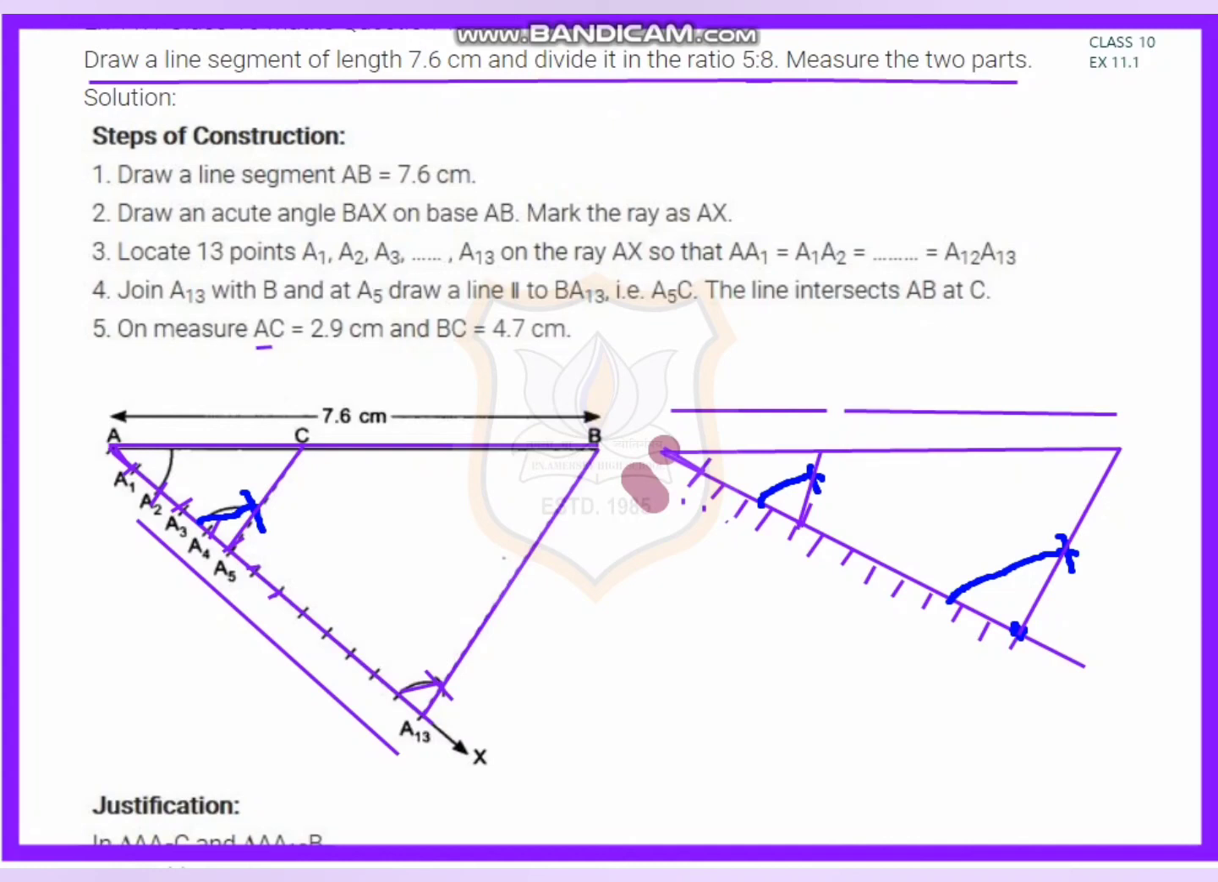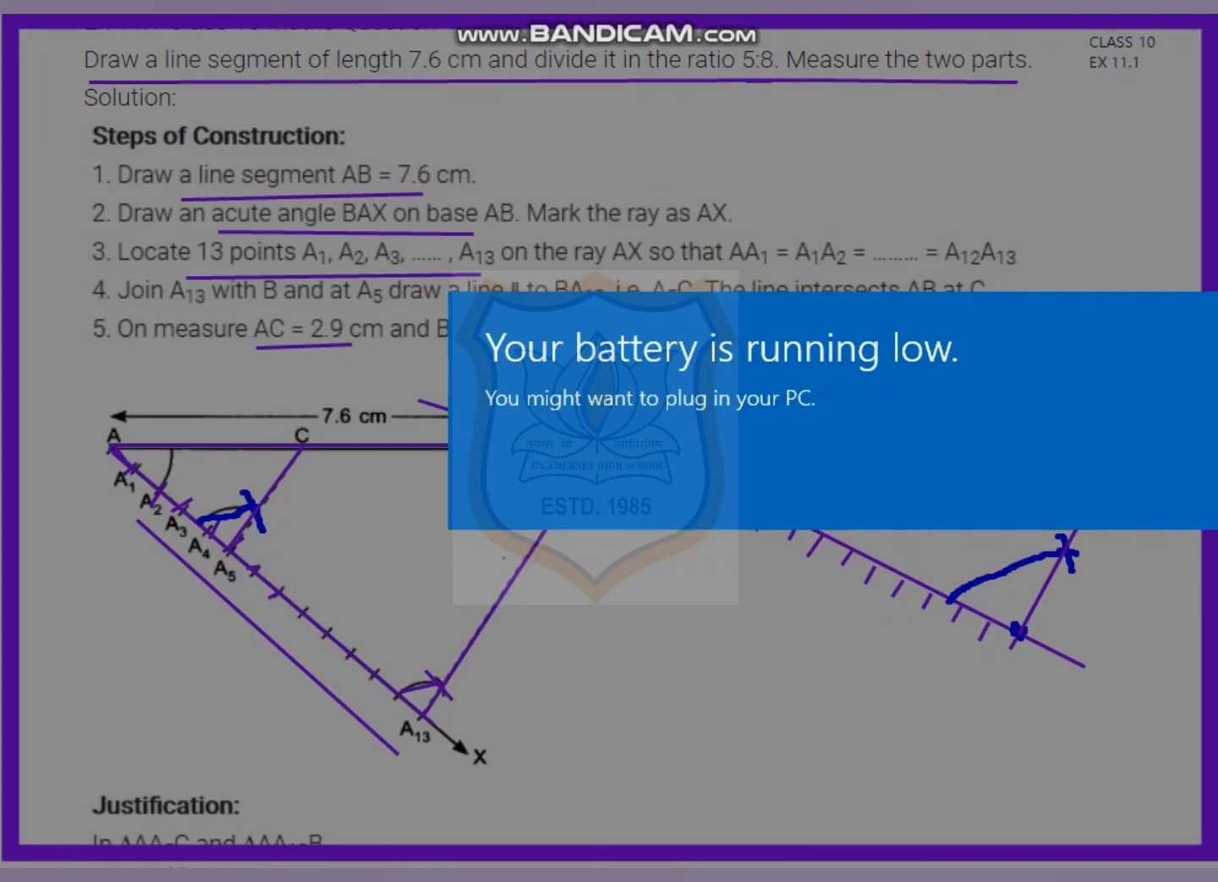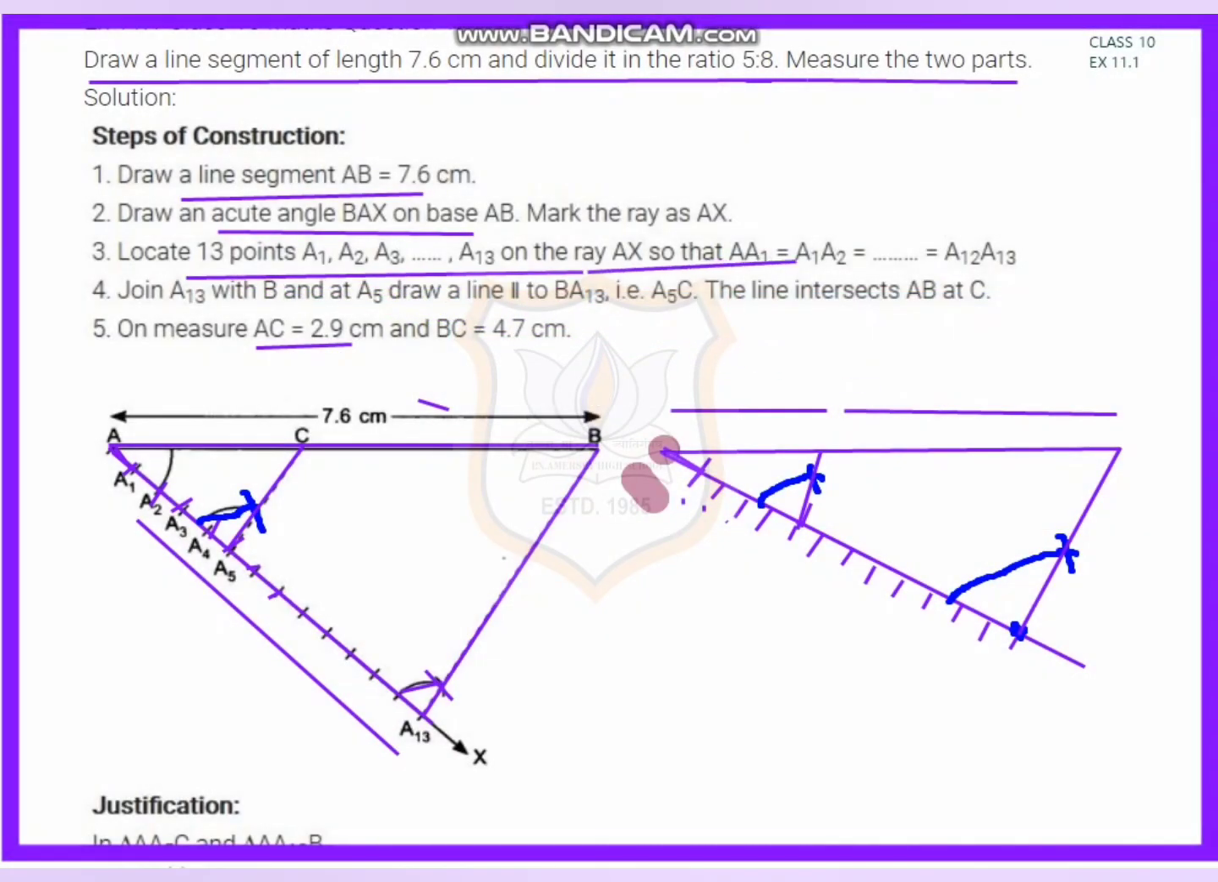So the value of AC, means the first part, is 2.9 and the second part is 4.7. These are the steps of construction. First of all, you have to draw a 7.6 line, draw an acute angle, locate 13 points, A1, A2 till A13, and all arcs should be the same. By joining these, you have to draw parallel lines. And on measuring AC, you will get 2.6 and BC as 4.7. You have to try this sum at home. Thank you, students.